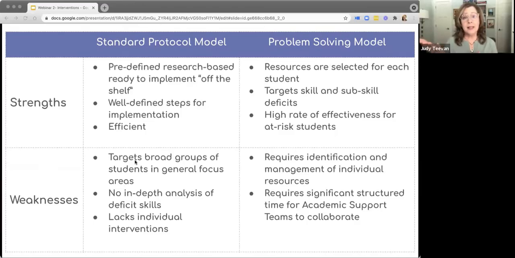So really, this chart tells it all. The strength of the standard protocol model is that it includes those predefined research and is ready to implement right off the shelf. Now, the downside of this model is that it's too broad and often doesn't help every single student. Now, the strength of the problem-solving model is that it really works. Now, the downside is, as I'm sure everyone on this webinar knows, that it can be super labor intensive to individualize instruction for every student.